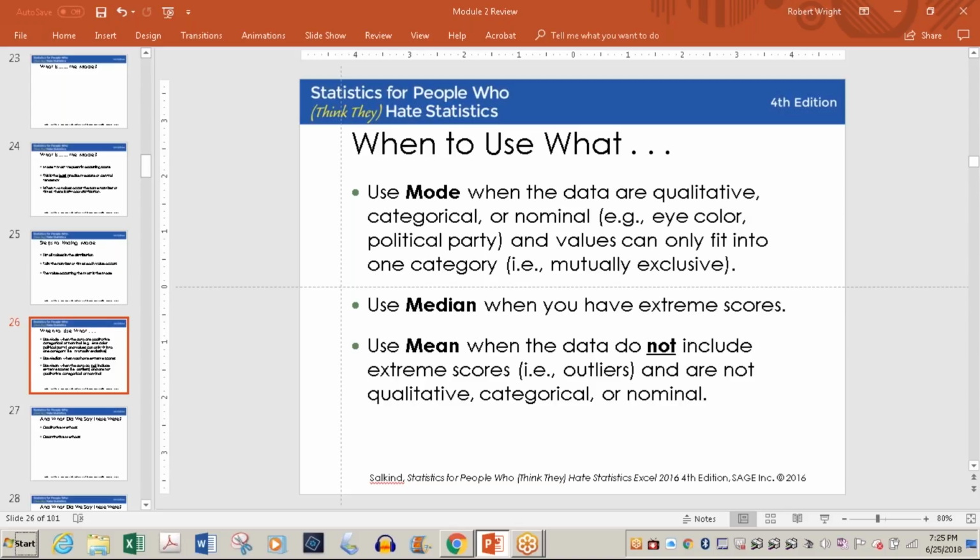Sometimes you'll see people try to turn it into ordinal data, meaning putting it in order, or even ratio data, trying to establish levels of relativity between the different scores. Mode is all it is: nominal. It's going to be this or that.